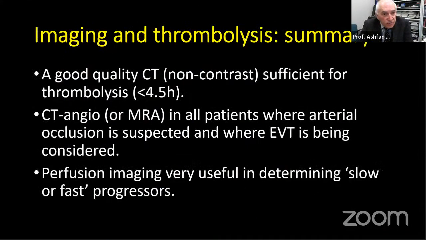So to summarize for you, imaging of good quality, a CT scan is sufficient to start your TPA within less than 4.5 hours. You need CT angio for a thrombectomy. And if your patient is beyond 4.5 hours, your perfusion imaging can be very useful to find out if the patient is progressing slowly or they're progressing fast, as I've just explained to you.